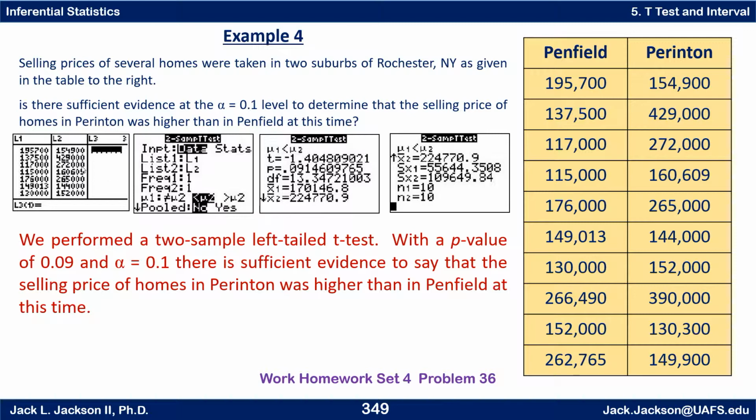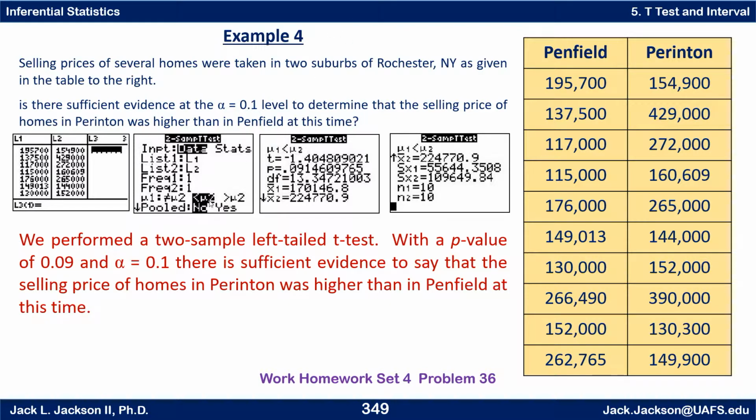Perrington is group 2, so group 2 higher than group 1. That's actually a less than. That means group 1 is less than group 2. So this less than or greater than is kind of from the perspective of group 1. If you're trying to show group 1 is less than group 2, that's going to be a less than. Group 1 greater than group 2, greater than. Group 1 just different than group 2, that will be not equal to. In this case, we're saying group 1, Penfield, is lower than Perrington in home prices. That's what we're testing. So it is a left-tailed test.